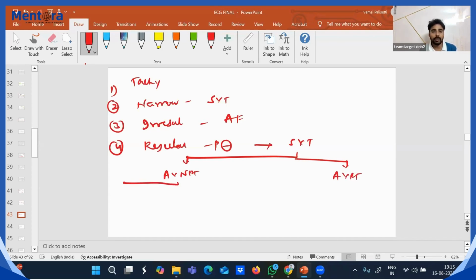In AVNRT you have either slow-fast type or fast-slow type, and in AVRT you have orthodromic and antidromic pathways. This is only what we discussed. I am just giving a summary, not going into detail. What you have to remember is that the fast-slow type is less common. No need to remember that, leave that.